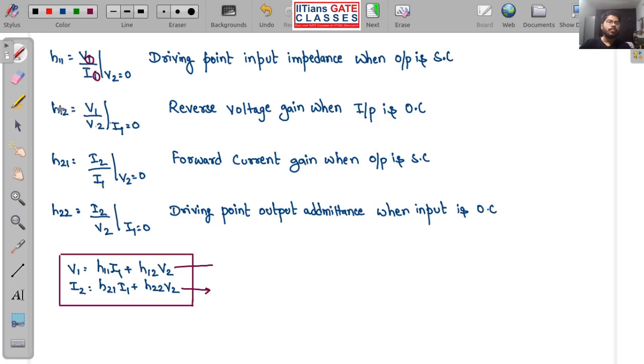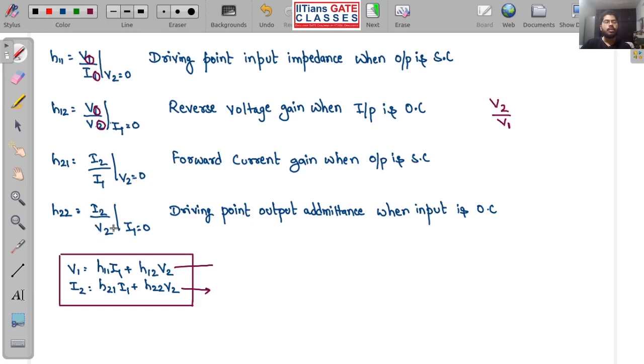Now you can see H12. Here the numbers are different but the variables are the same, both are V. So that means this is a voltage gain, but the voltage gain is reversed. Why? Because normal voltage gain is the ratio of output by input, but here it is the ratio of input voltage by output voltage. So that is why it is reverse voltage gain when the input is open circuit. H21 is the ratio of current, output port current by input port current. So this is forward current gain when the output is short circuit.